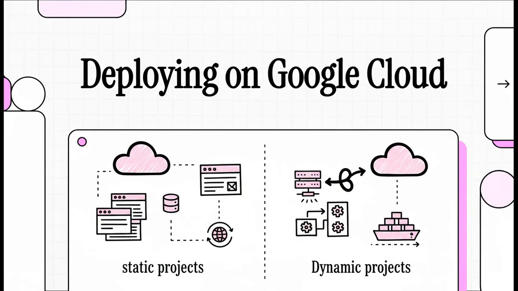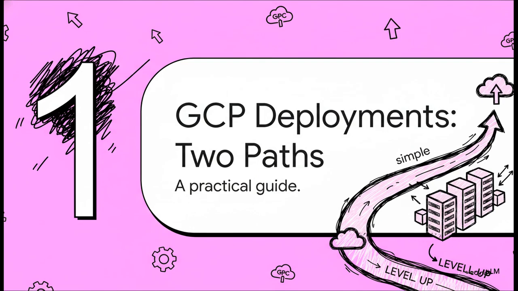All right, welcome. In this explainer, we're going to skip the heavy theory and actually get our hands dirty. We're looking at two essential ways to deploy your projects on the Google Cloud Platform. Okay, let's dive right in. We're going to walk through two really fundamental deployment methods. We'll start with this super simple one and then kind of level up from there.